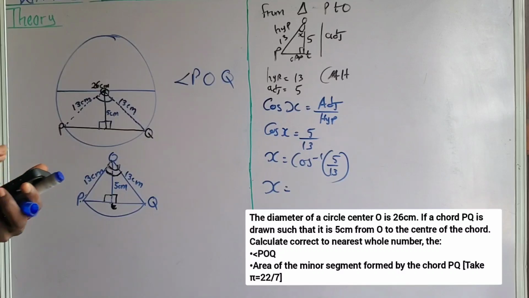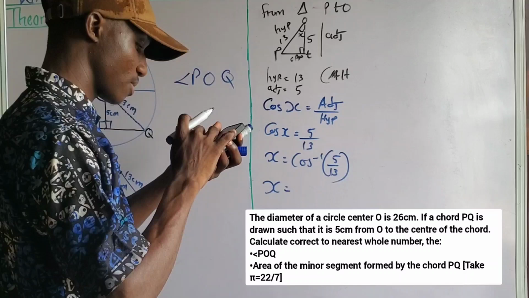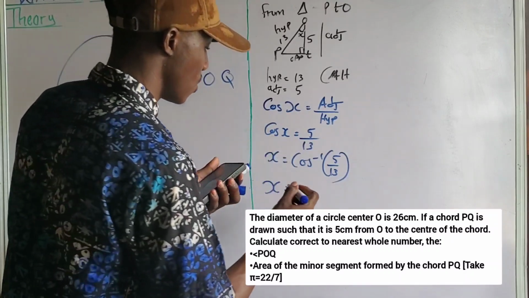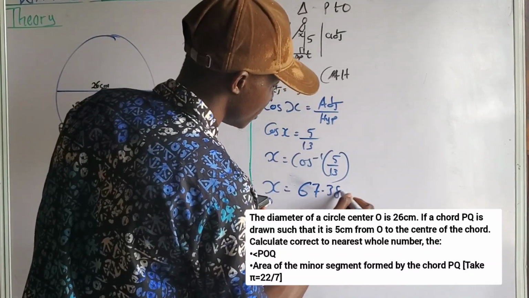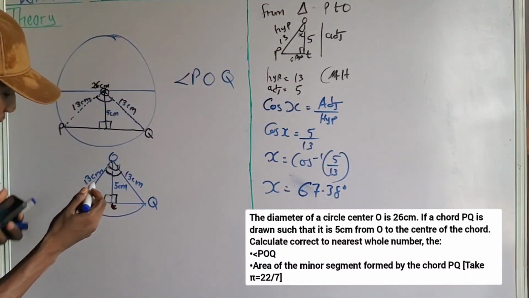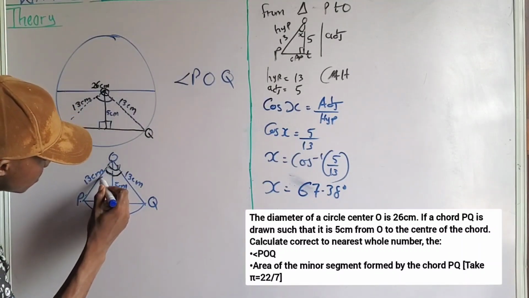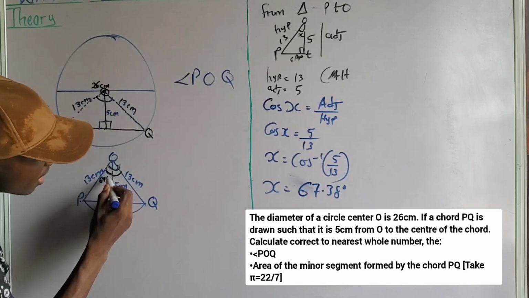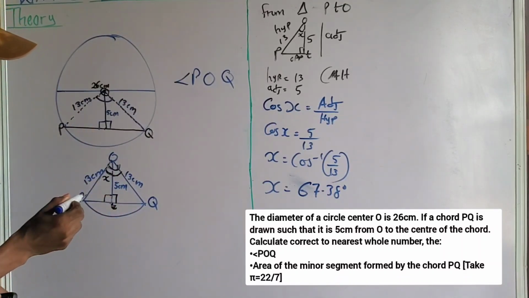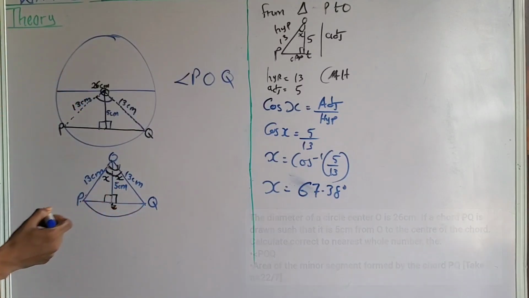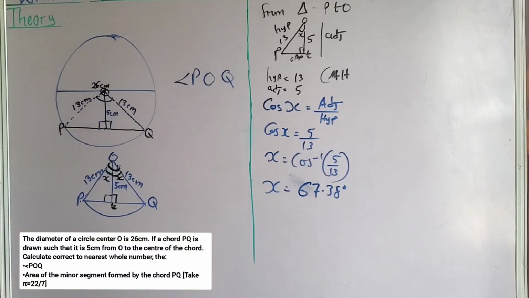The cos inverse of 5 over 13 is 67.38. So x is 67.38 degrees. You understand now? So the value of this small angle that you see here is 67.38. Let's represent it as x. If this angle is x, this will also be x. So to get the total angle here, we have x plus x, or 2 times x.